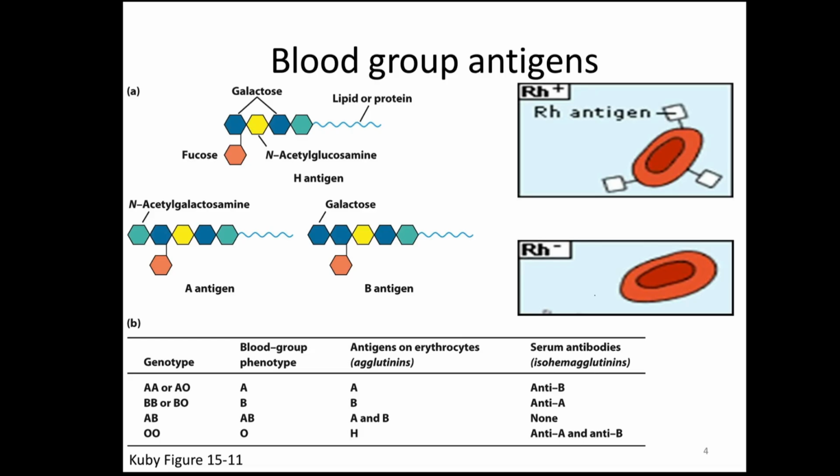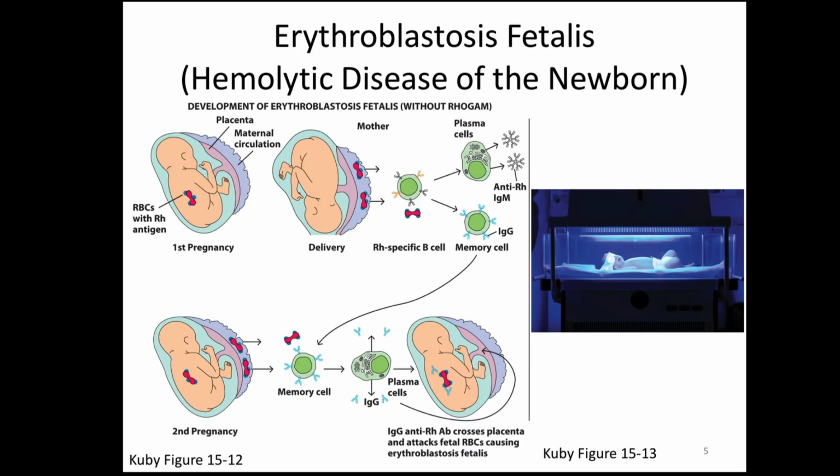And the situation that I want to tell you about in this first scenario actually has to do with Rh plus and Rh minus. And this is one of the very famous examples of a type 2 hypersensitivity response. This is a disease called erythroblastosis fetalis, otherwise known as hemolytic disease of the newborn.